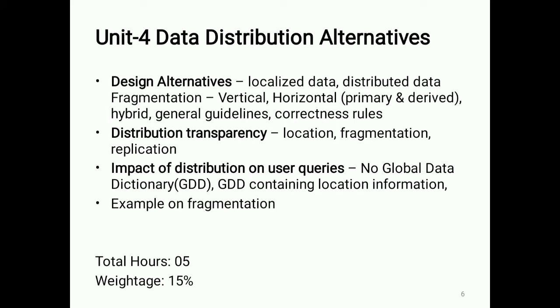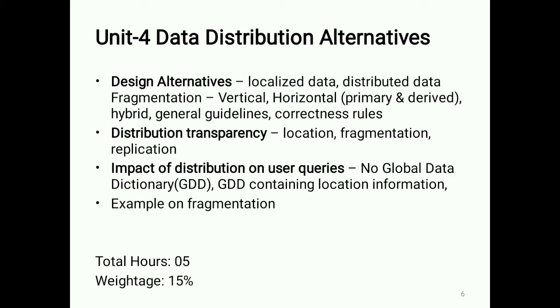Now the fourth one. The fourth unit name is data distribution alternatives, in which the first point is design alternatives, with two points: localized data and distributed data. But two major strategies that have been identified for designing a distributed database are the top-down approach and the bottom-up approach. In the top-down approach we design our database starting from the top position to the bottom position, top to downwards. And in bottom-up, as the name suggests, we start our procedure from the bottom upwards to the top level.